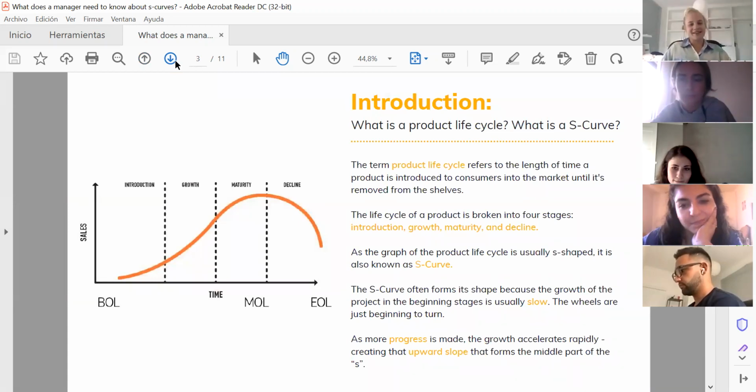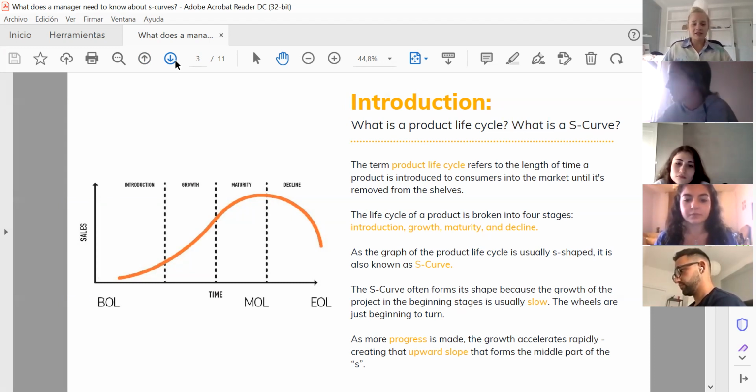Okay, thanks, Nahil. So let's start off with an introduction about product life cycles and S-curves to understand the topic better. You may have already heard about product life cycles in another marketing class, but just to remember, a product life cycle is basically the length of time from a product first being introduced to a market or to consumers until it is removed from the market again. It is usually broken down into 4 stages: introduction, growth, maturity, and decline, as you can see on the graph on the slide as well.